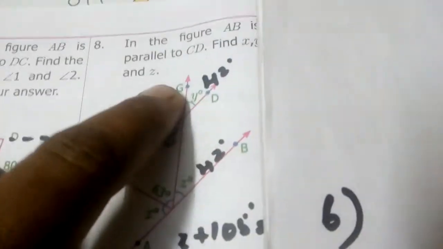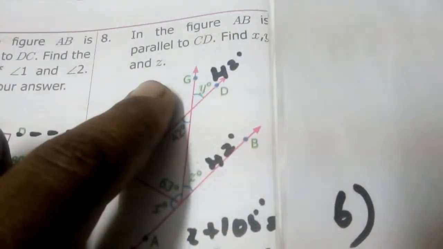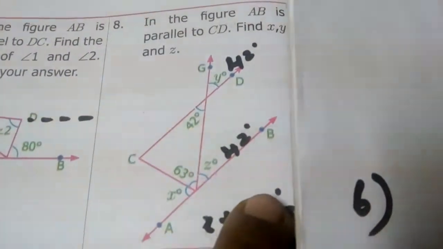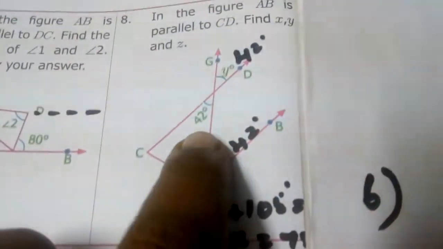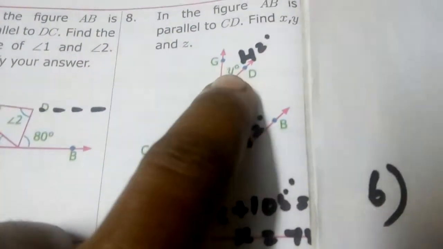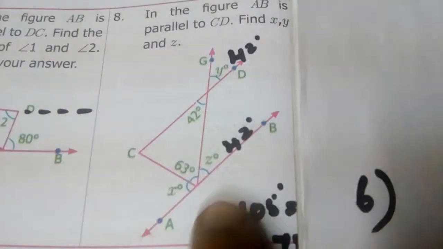Here we can see that this and this are corresponding angles, right? Already we discussed what we mean by corresponding angles. So y and z are the corresponding angles on the line. If this is 42 degrees, now this is also 42 degrees. How is this 42? Because this and this are alternate. Alternate angles are equal. So if this is 42, this is also 42. Therefore I found y and z.